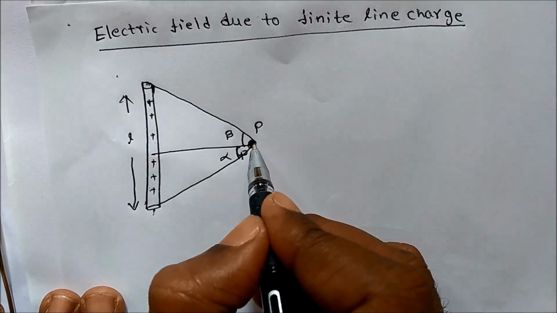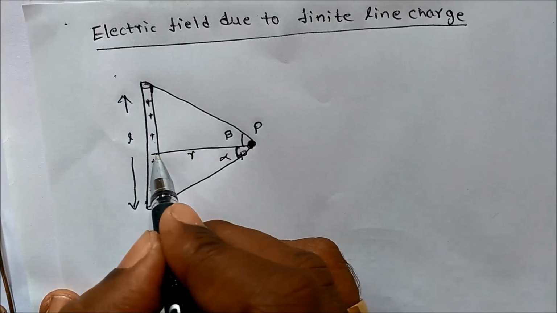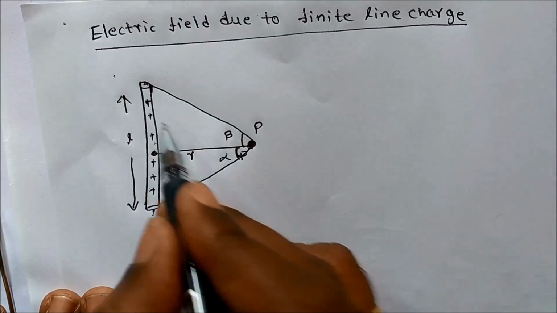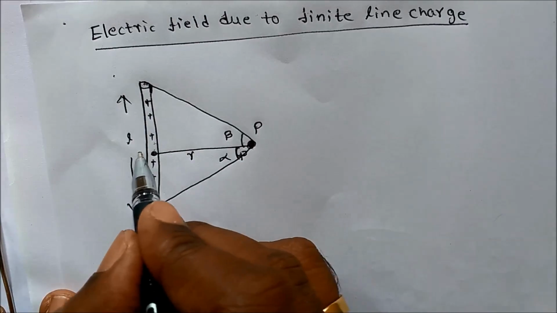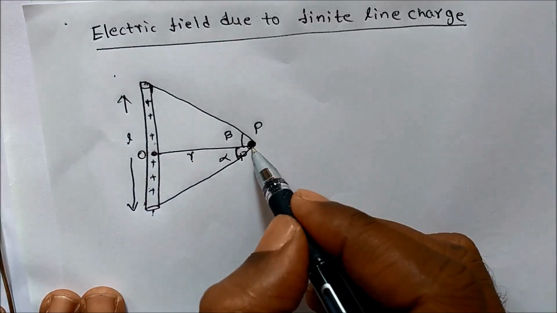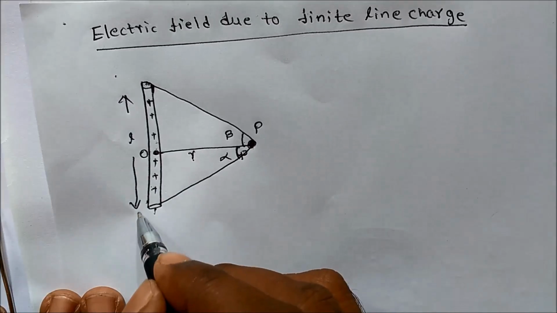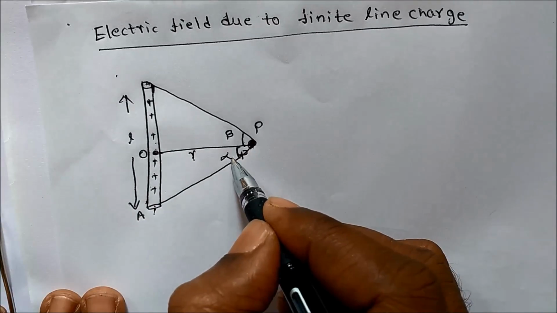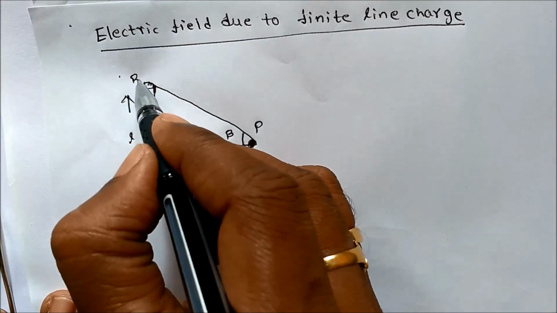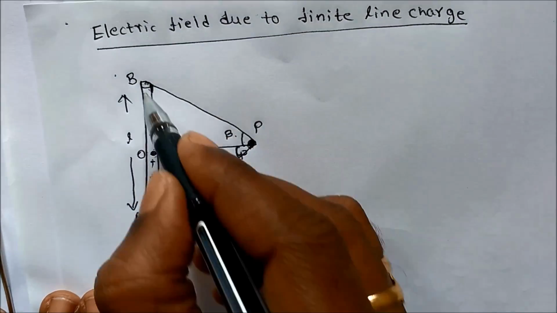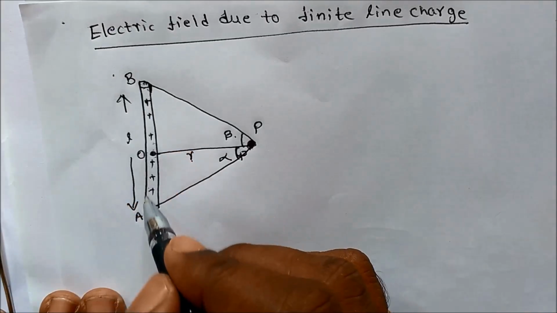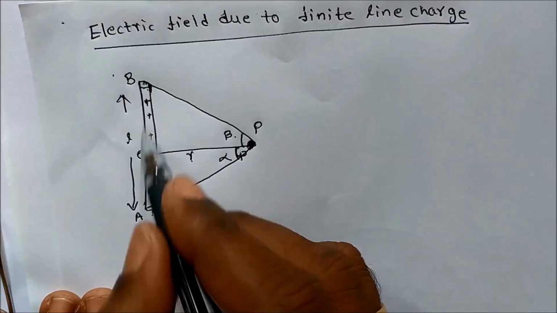They selected a point P at a distance r from the wire. The perpendicular line drawn to the length of the wire is OP, and the length OP is r. Now at this point P, the lower end of the wire is making angle alpha with this OP line, and the upper end of the wire is making angle beta with the OP line. Now what is the electric field intensity due to the line charge AB?